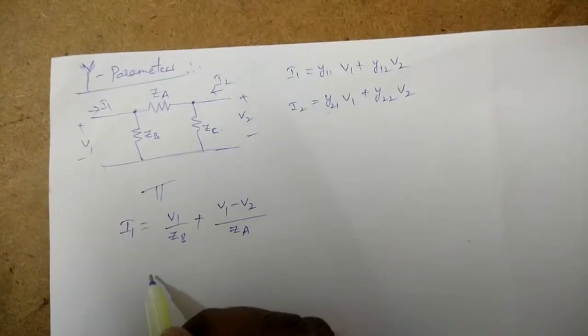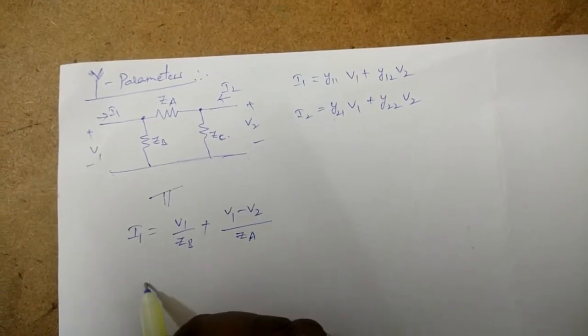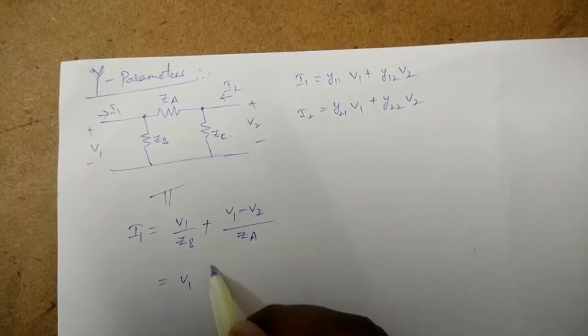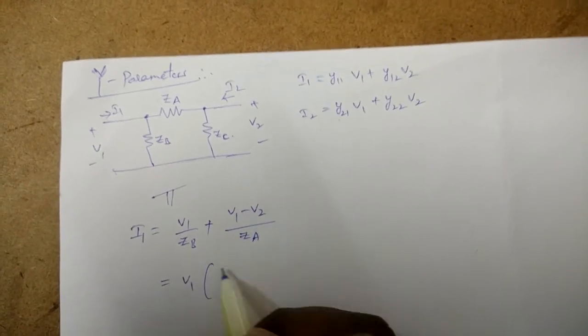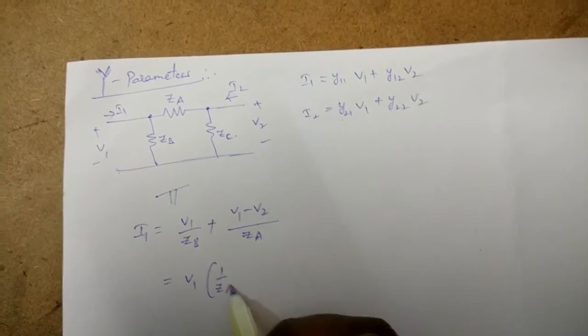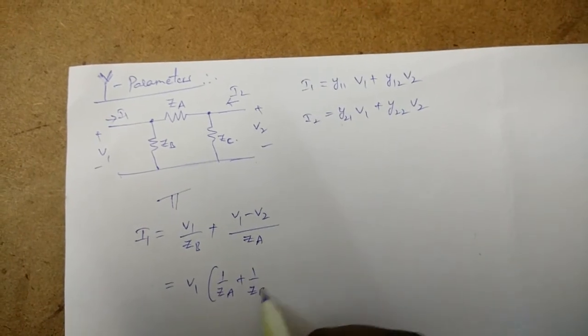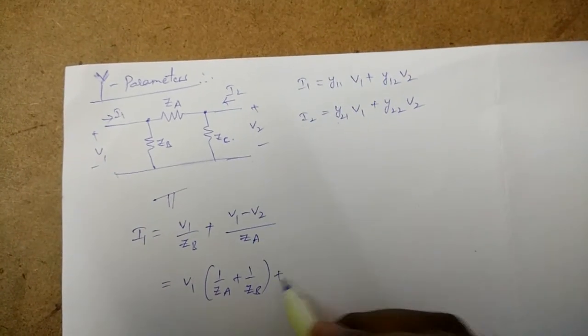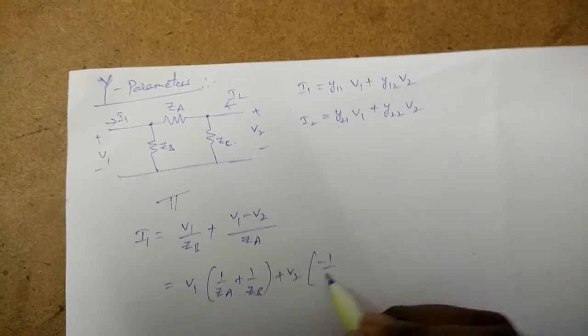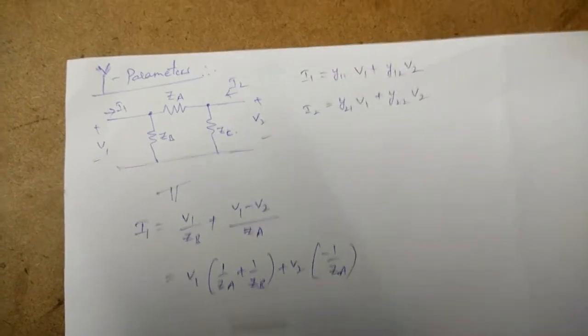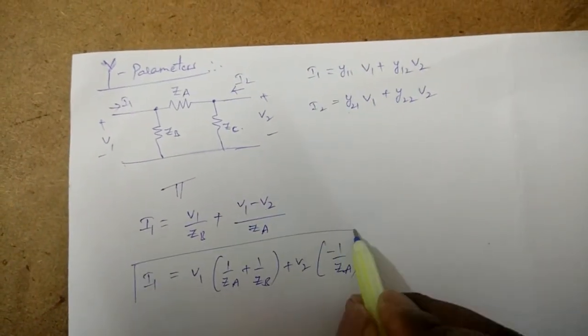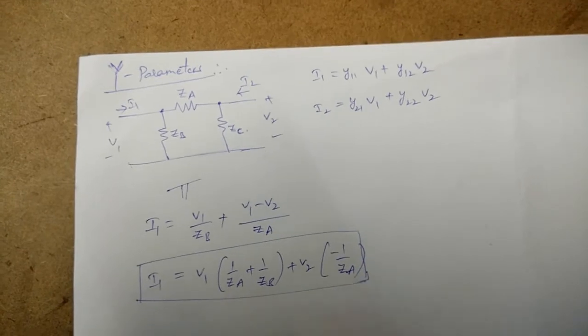Simplify this. Take V1 common: 1 by ZA plus 1 by ZB, plus take V2 common, then minus 1 by ZA. This is I1. Let this be equation number 1.